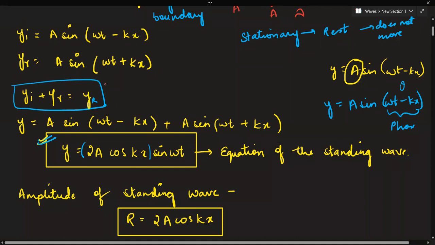What is YR? YR is the resultant displacement, the resultant wave.